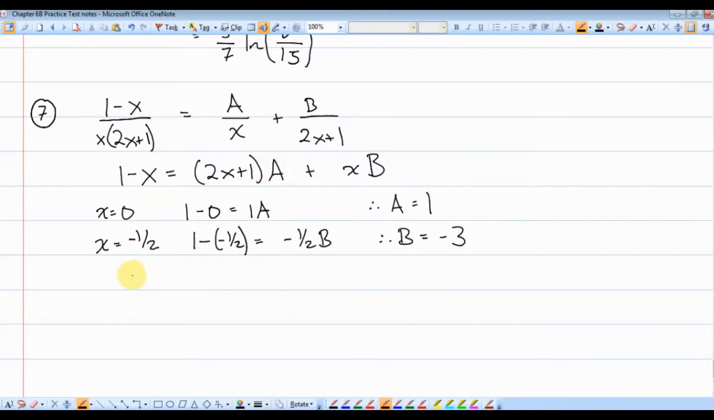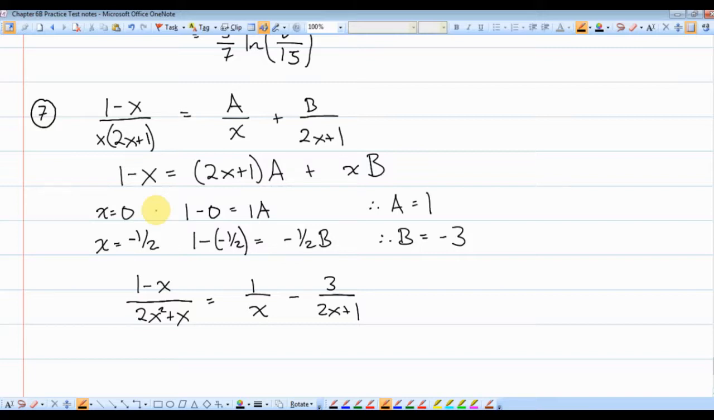Alright, so we're done. 1 minus x over 2x squared plus x equals 1 over x minus 3 over 2x plus 1. That's number 7. Number 7 is just find the partial fraction decomposition.